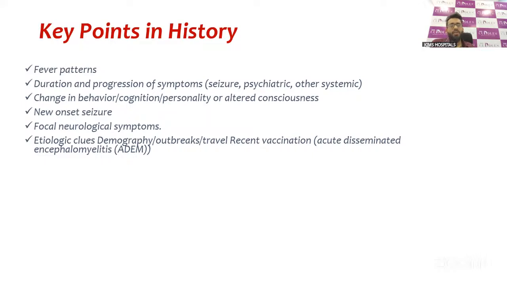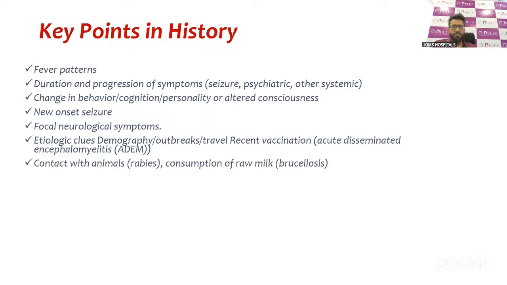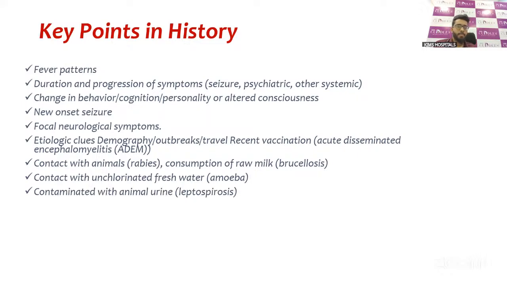Recent vaccination, again. A lot of vaccinations are known to cause demyelination events; especially influenza can cause ADEM, it can cause ANEC, it can cause GBS, etc. Contact with animals is extremely important. Animal bites or bat exposure, you need to think of rabies. Consumption of raw milk, you need to think of brucellosis, and uncooked meat as well. And contamination with unchlorinated fresh water, that is free water swimming, you think of primary amoebic meningitis.